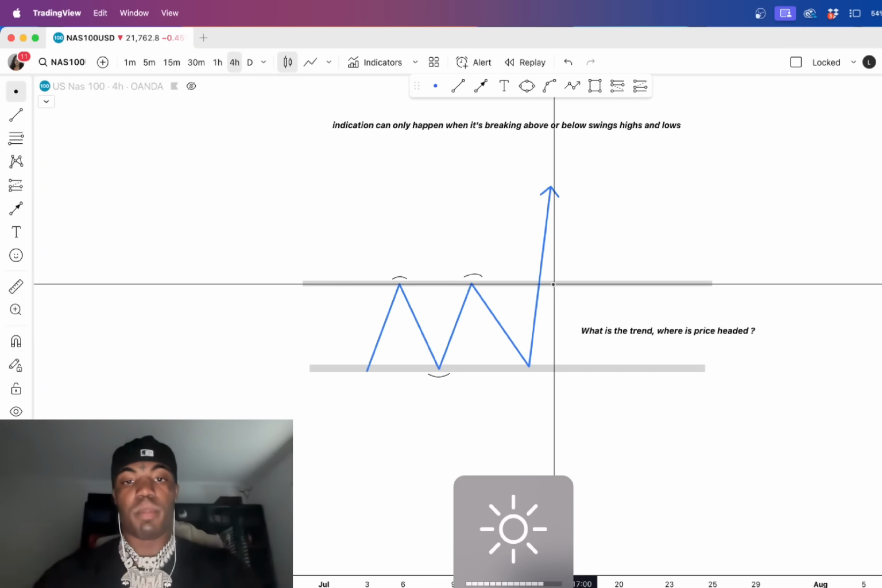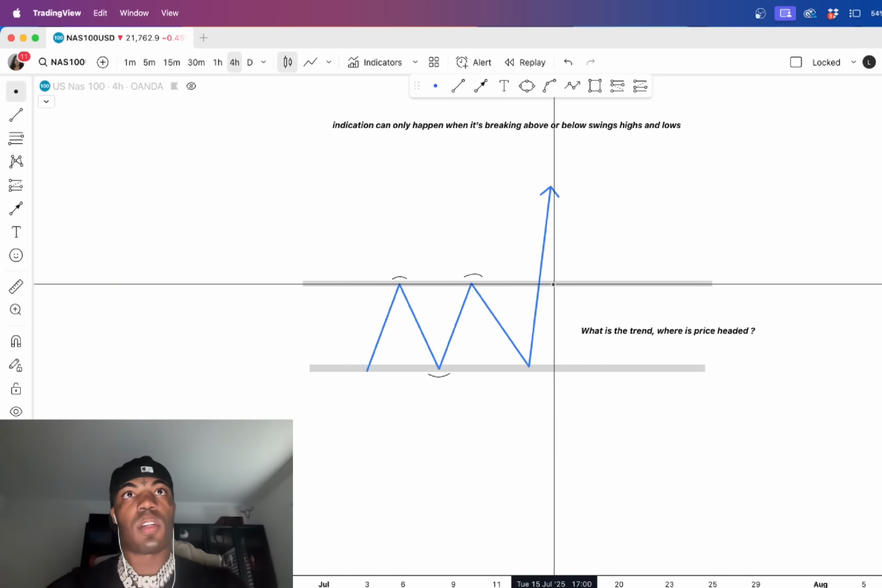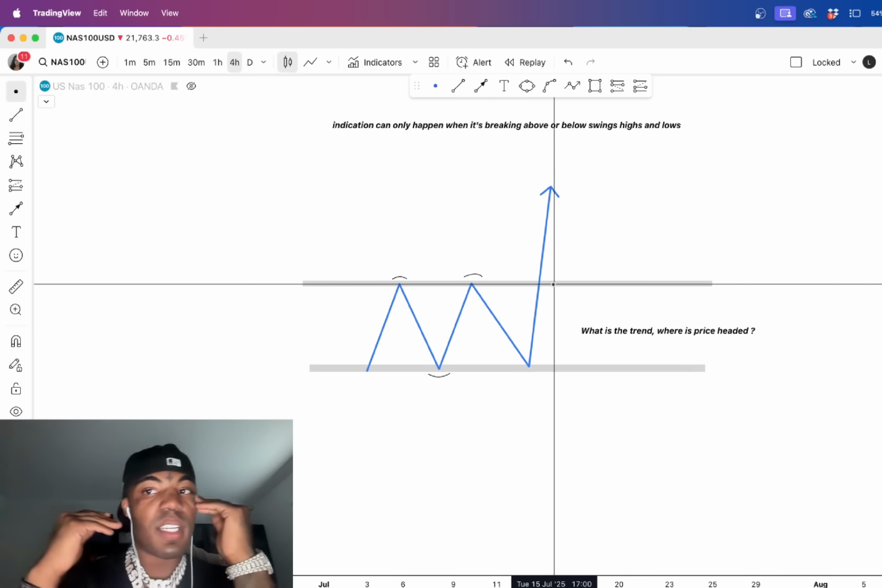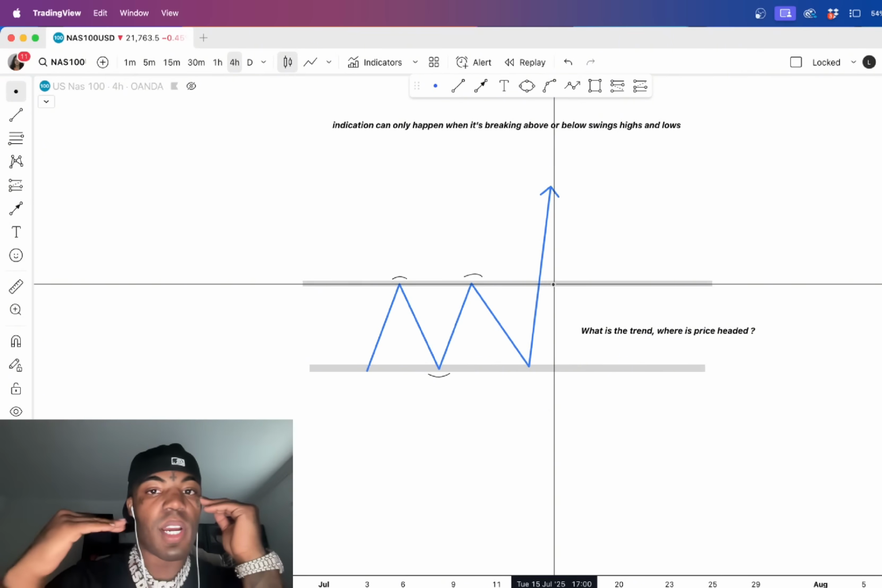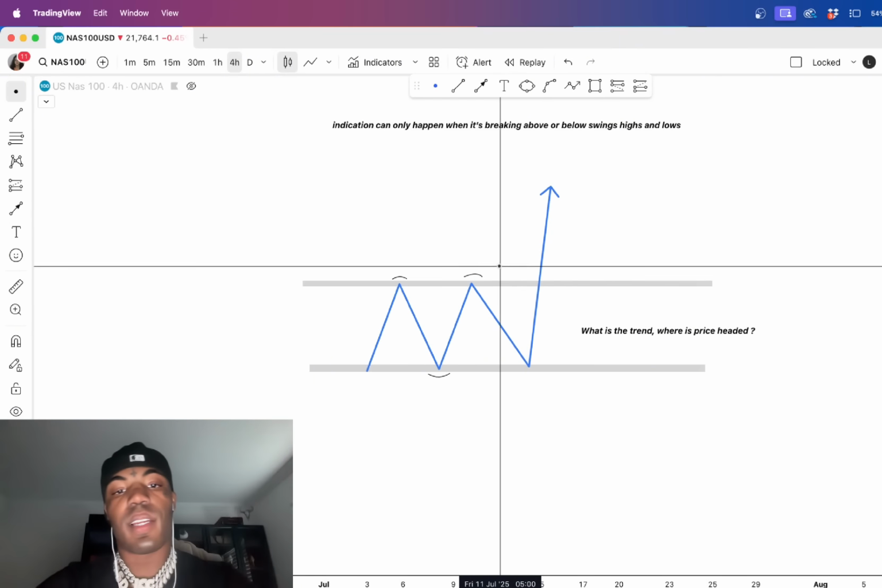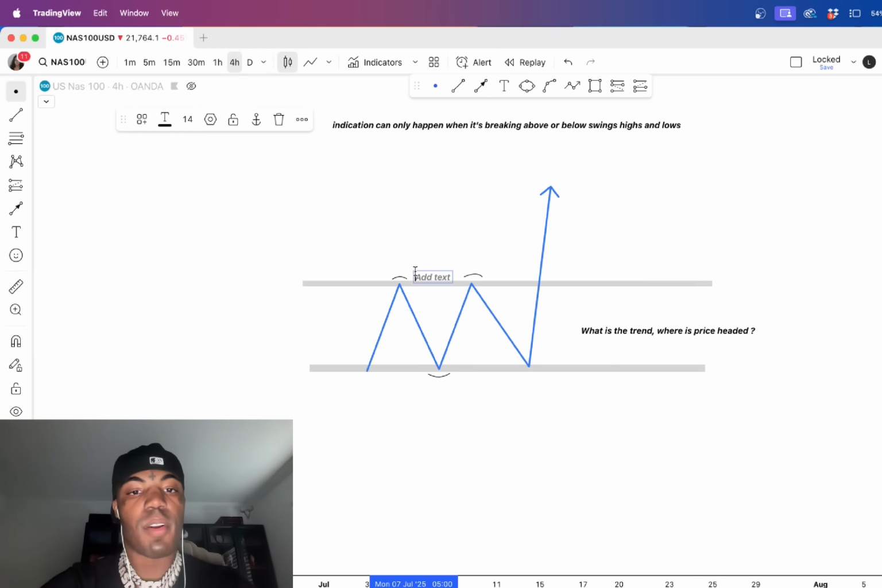So, the best way to look at an indication overall is: is this making my swings go higher or is it making my swings go lower? So in this case, if we're looking at it, these are our swings. I'm going to mark it out for you so you know what swings are.